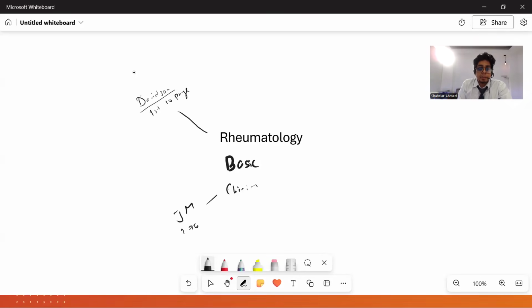Coming to the basics, whenever someone comes with arthritis and of course pain in the joint, it starts with two things. One is monoarthritis, and the other is called polyarthritis. Poly and oligo you can keep in the same place. Mono means one particular joint. Can you give me some examples of monoarthritis? Let me tell you the first one: trauma. Trauma is the very first one.